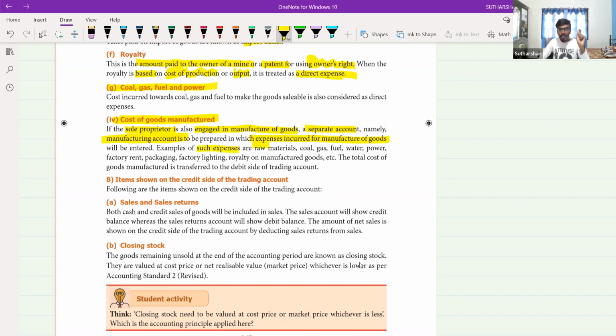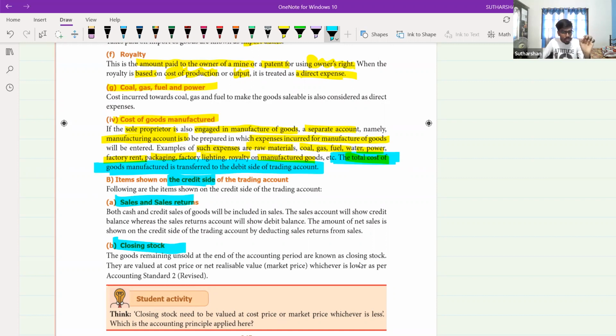Examples of such expenses are raw material, coal, gas, fuel, power, factory rent, packaging, lighting, royalty on manufactured goods, etc. The total cost of goods, இதுதான் ரொம்ப crucial. The total cost of goods manufactured is transferred to the debit side of the trading account. On the credit side we are recording mostly two items: one is sales less sales return, and one is closing stock.